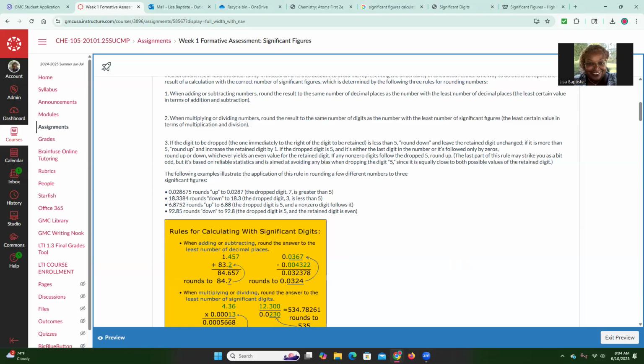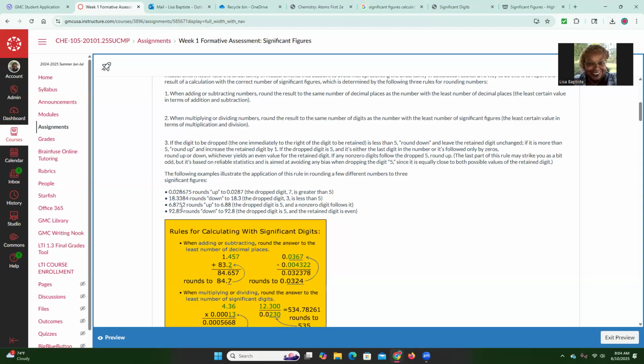All right. Now we're going to look at the next one, 18.3384. All of these are non-zero numbers, so we're looking for three significant figures. So we stop at the 3. That's the last number that we're keeping. We look next to it, which is a 3. That 3, because it's less than 5, tells us we round down, or in other words, we keep the 3 as it is. So it's 18.3 for our answer.